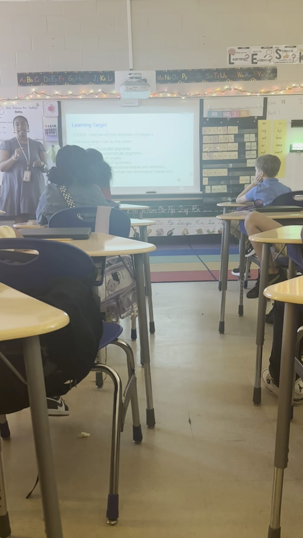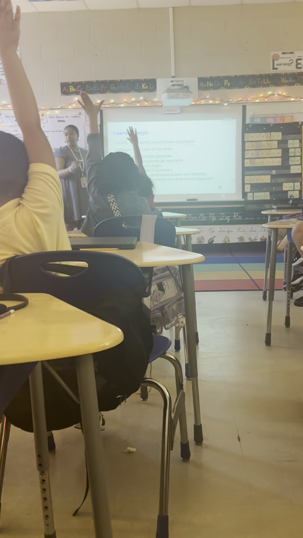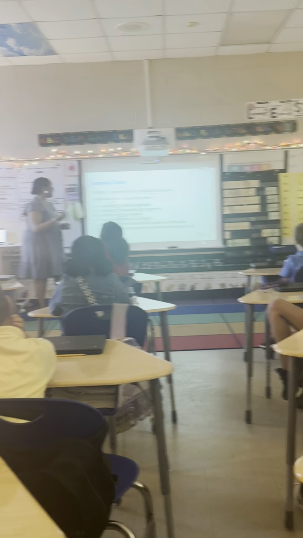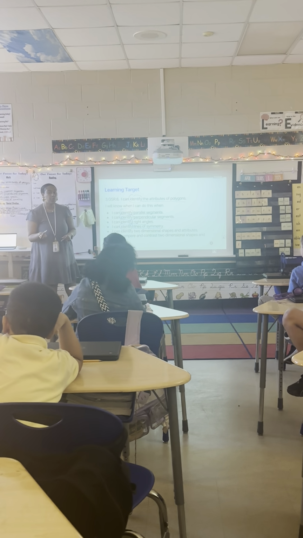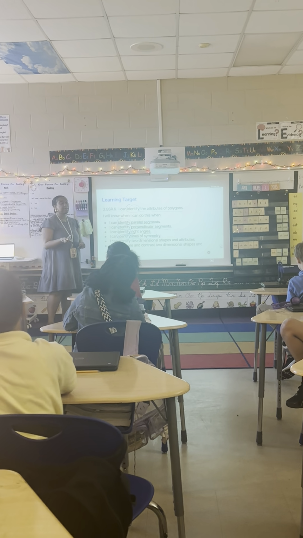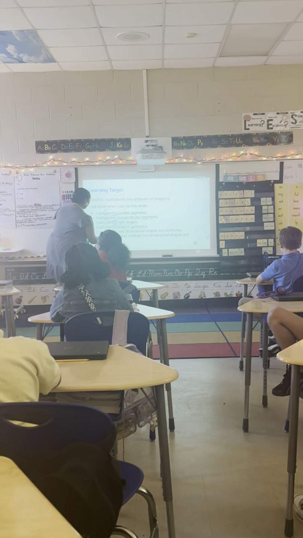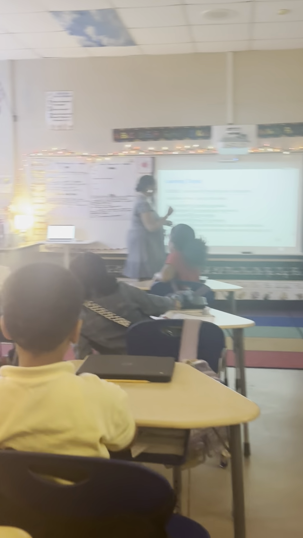Lines of symmetry. All right. What are we identifying, Kaden? Awesome. All right. I can identify two-dimensional shapes and attributes. All right. What am I identifying? Violet.